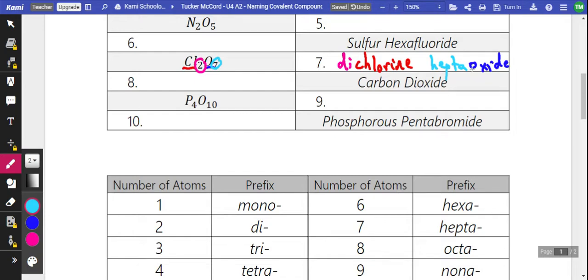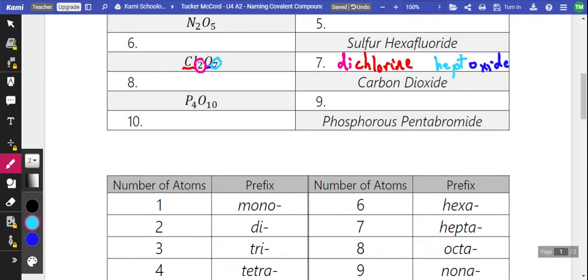This heptaoxide part is a little clunky with the A and the O next to each other. So it would be best if we fix this up a little bit. The way we do this is if you see an AO or an OO, we change it to just O. So I'm going to drop that A. Instead of heptaoxide, it's just going to be heptoxide, all one word. So the name of this compound, Cl2O7, is dichlorine heptoxide.